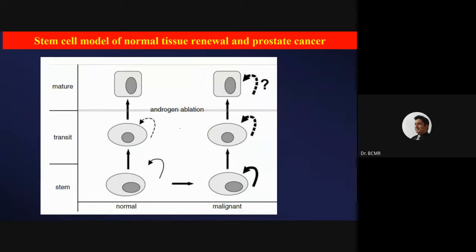We also discussed androgen ablation, how to cut it out, because the luminal cells are highly dependent on androgens for survival. So if we remove the supply of androgen or testosterone, those cells will die. But the malignant cells might have acquired mutations because of which they are no longer dependent on androgen, and then they will grow whether androgen is present or not.